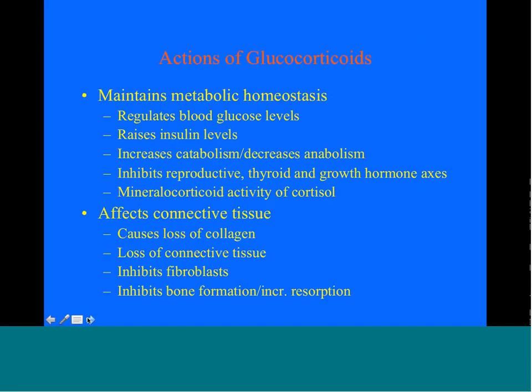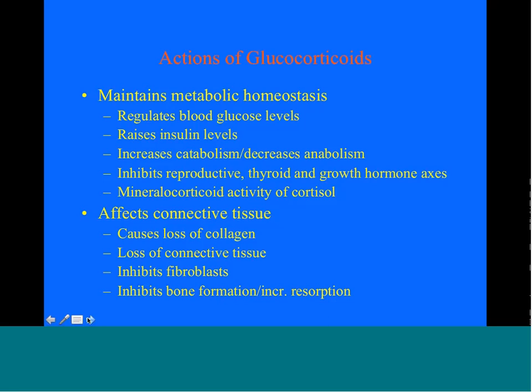Glucocorticoids have multiple actions. They maintain metabolic homeostasis. They do this by raising blood glucose levels, which is why they're called glucocorticoids. They raise insulin levels. They increase catabolism, meaning the breakdown of proteins, and they decrease anabolism, building up of proteins. They inhibit the reproductive, thyroid, and growth hormone axes, and they have mineralocorticoid activities of cortisol itself.